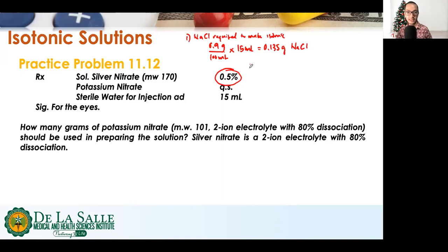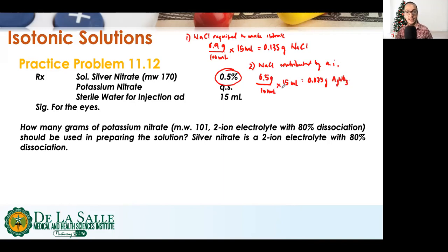The next step that you will do is to compute for the sodium chloride contributed by the drug, by the active ingredient. So we have 0.5%, which is 0.5 gram per 100 ml times 15 ml. So this will be equal to 0.075 grams of silver nitrate.